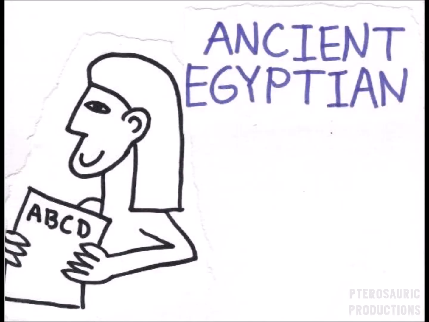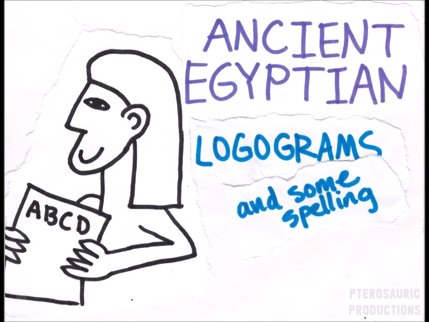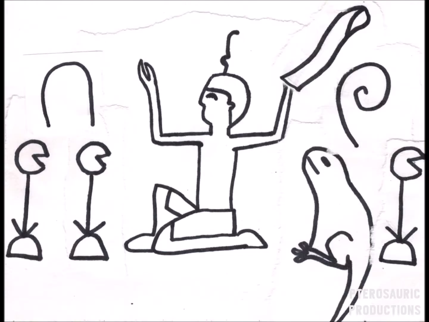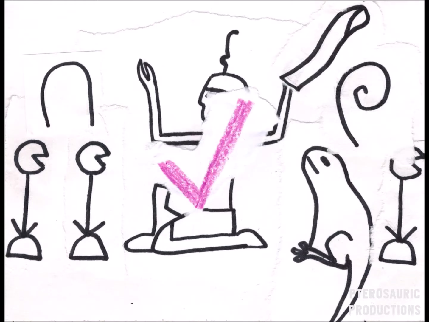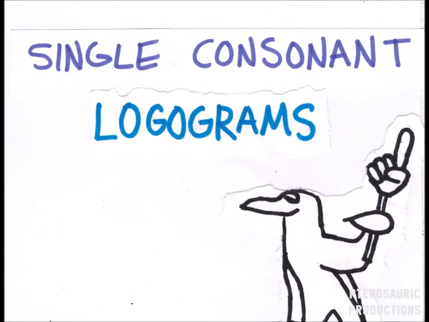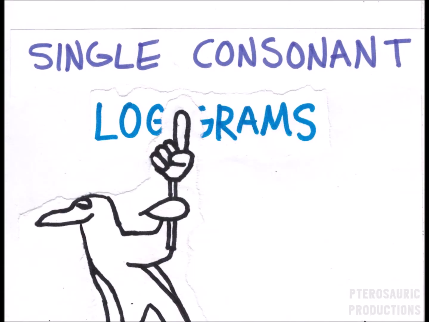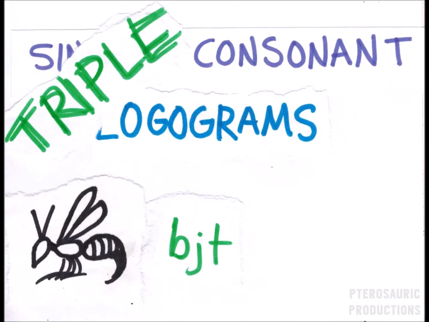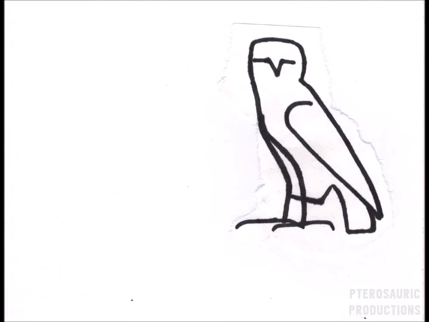Today's video is going to be all about logograms and some spelling and some pronunciations. With the last two videos, we learned numbers, and before that, we learned single consonant logograms, otherwise known as the alphabet. So this video we are going to get into the double consonants and even some triple consonants. Now, keep in mind that these logograms can be put together to spell other words, and the alphabet letters that we learned can mean other things besides just the sound that they stand for.